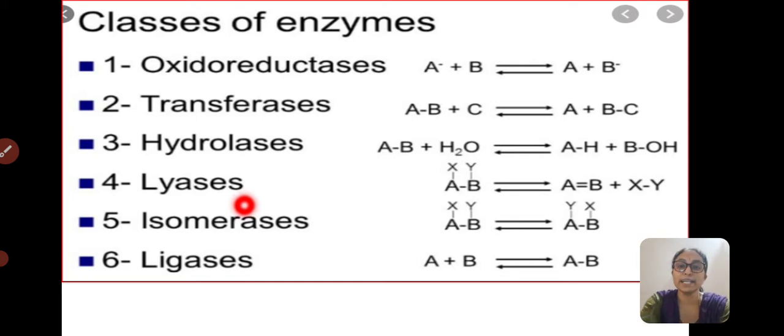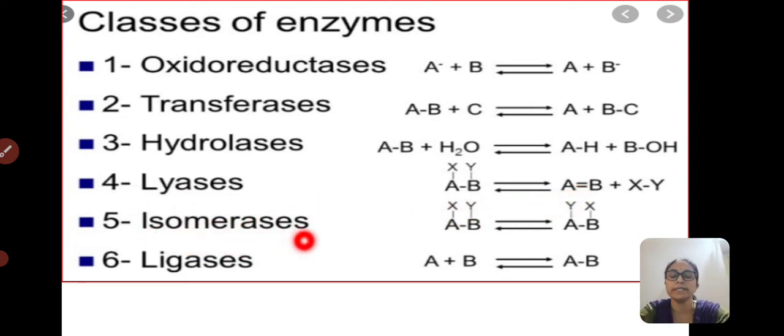And lyases means cleaving, lysing. Here we can see one of the group substrate AB with X and Y. They are going to break this bond with X and Y, and they will form the double bond in the product. That is the meaning of the lyases.